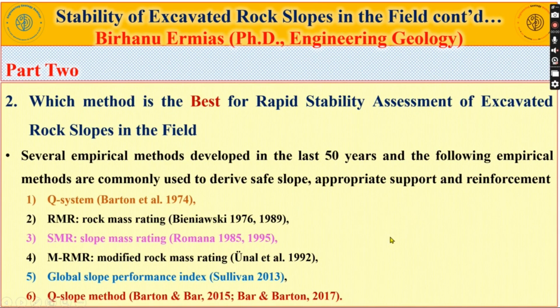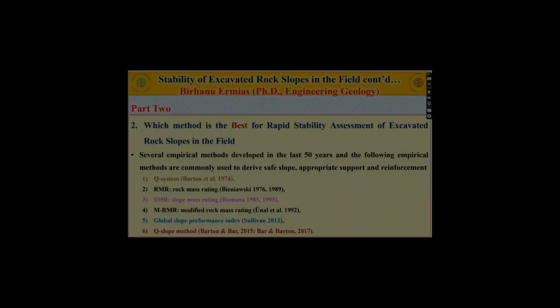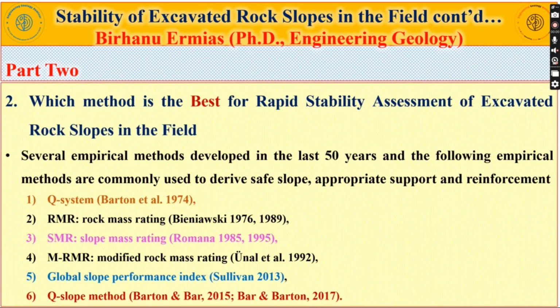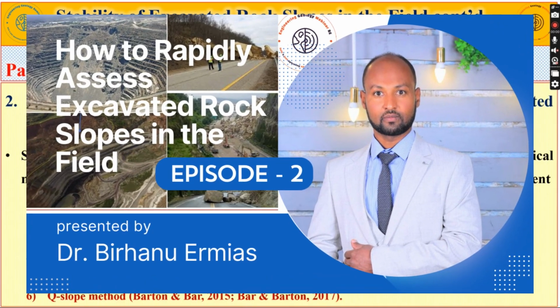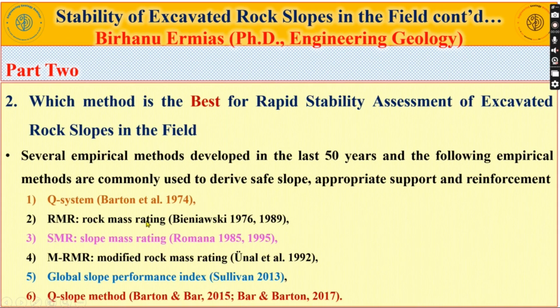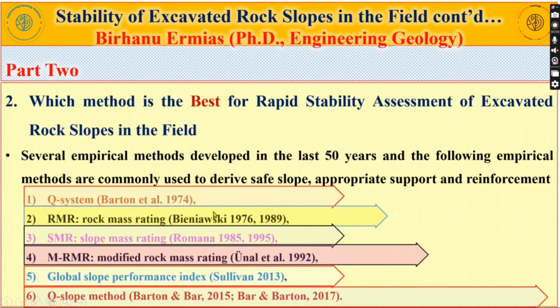Today, I am going to teach about the best method for rapid stability assessment of excavated rock slopes in the field. In episode 1, I listed 6 of the empirically derived rock mass characterization methods used to develop safe slopes, appropriate support and reinforcement. These are the 6 methods listed in episode 1. In this episode 2, we will see the advantages and limitations of each of these methods and identify the best method to use for rapid assessment of excavated rock slopes in the field.